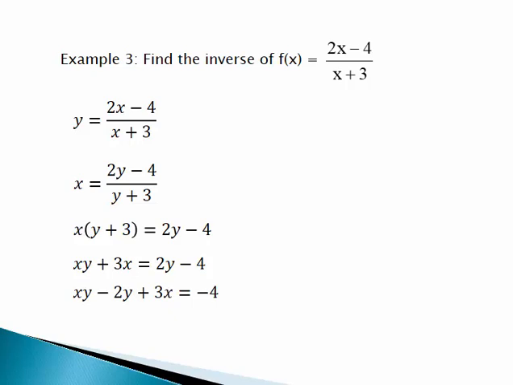I'm going to subtract 2y from both sides. So we get xy minus 2y plus 3x is equal to negative 4. And then the 3x term doesn't have a y, so I'm going to move that to the other side, subtract 3x from both sides, and we get xy minus 2y is equal to negative 3x minus 4.